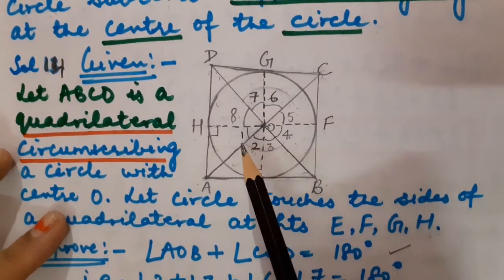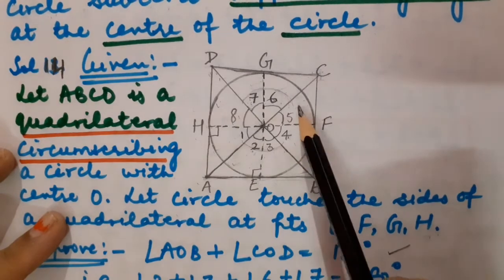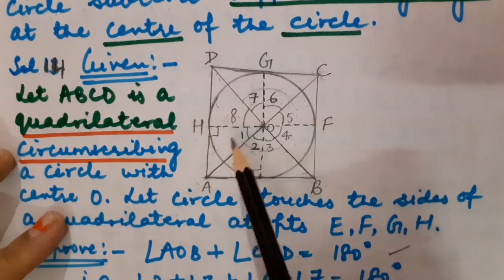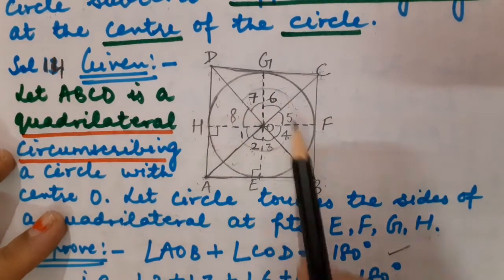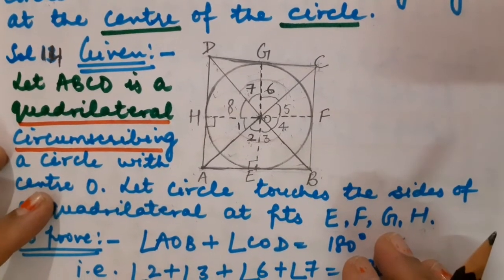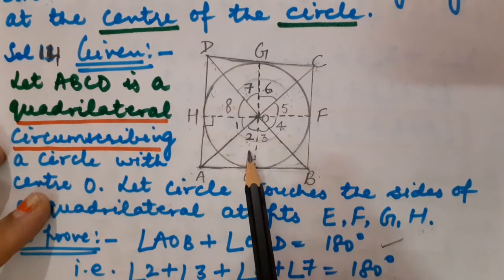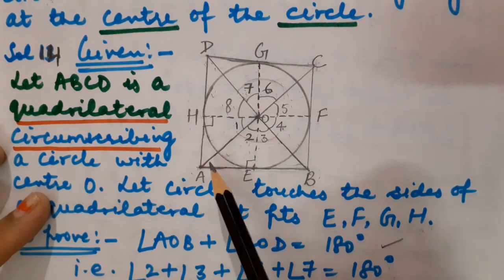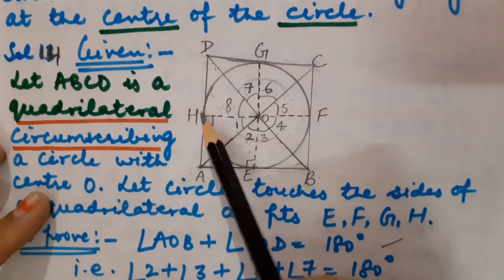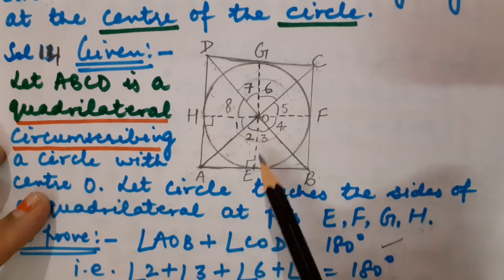either of the 1, 2, 3, 4, 5, 6, 7, 8. I will be having total 8 triangles. Means total 4 pairs I will be having. So either of the 4 pairs of the triangle, I am going to prove one pair as congruent. So let us prove AOH is congruent to AOE.